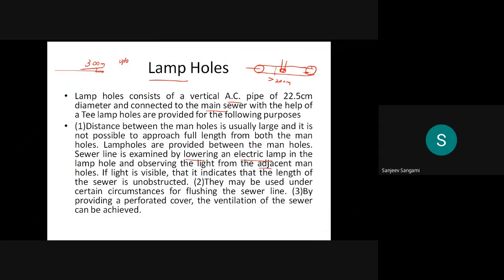They may be used under certain circumstances for flushing the sewer lines. Sometimes, if any blockage or obstacle is there and you want to move it from one direction to the other, it can be easily done with the help of the lamp holes. By providing a perforated cover, ventilation of the sewer can be achieved. For the ventilation purpose also, it is used.